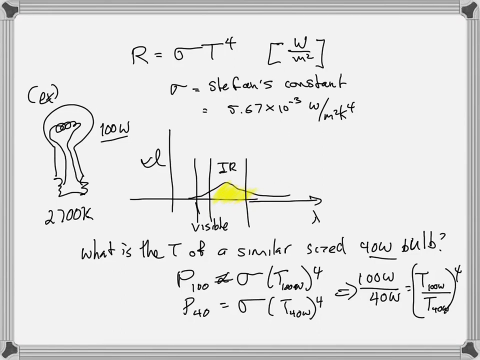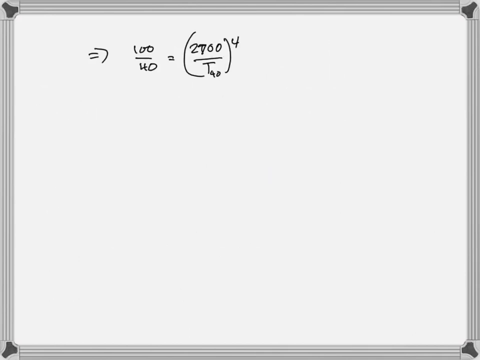We know that the power of one object over the power of the other object equals the temperature of one divided by the temperature of the other to the fourth power, because of this Stefan-Boltzmann fourth power law. So we've got 100 over 40 equals, and we just plug in the temperature of the 100-watt light bulb, and we can find that the temperature of the 40-watt light bulb therefore equals 2147 K. Notice that even though the power is 2.5 times smaller, the temperature is not really that much smaller. It's still pretty hot.